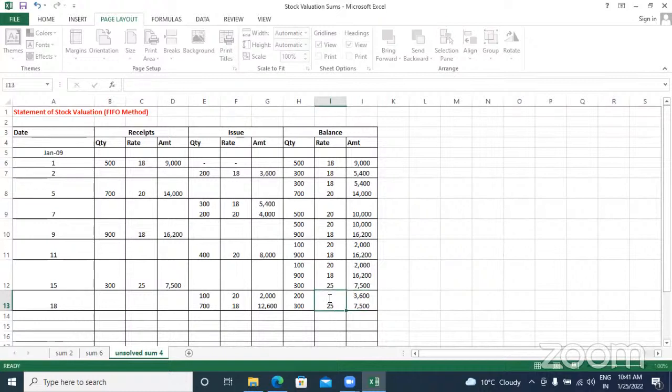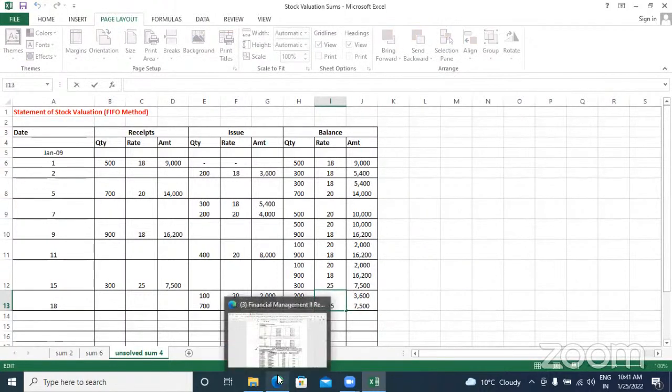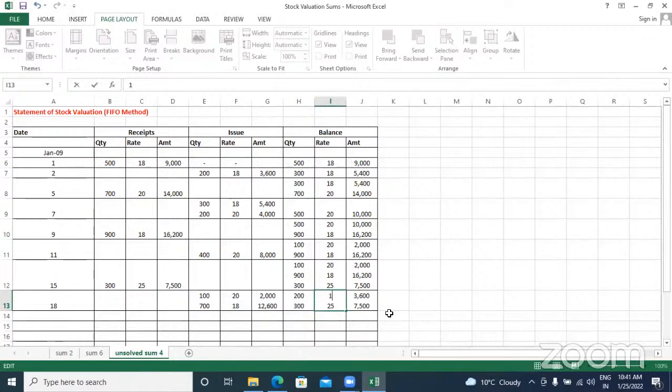So can you tell me 3,600 divided by 200? 18. Only 18 should be there because this is 18, no? See, this is 18, and your answer should also come as 18 only after division. See how simple it is?